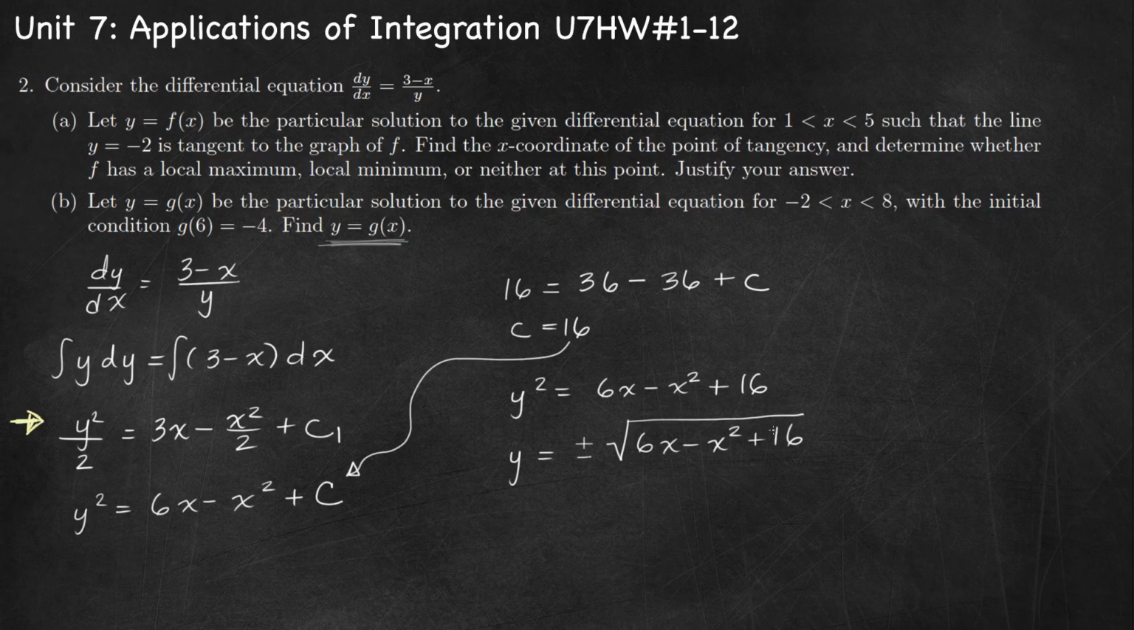And I know that when x is 6, y is negative 4. The square root can only produce non-negative values. So the only way this can equal negative 4, the only way y can equal negative 4 is if I have a negative sign in front of my square root. So I know it's not positive. It's only the negative. And that makes this my final solution.